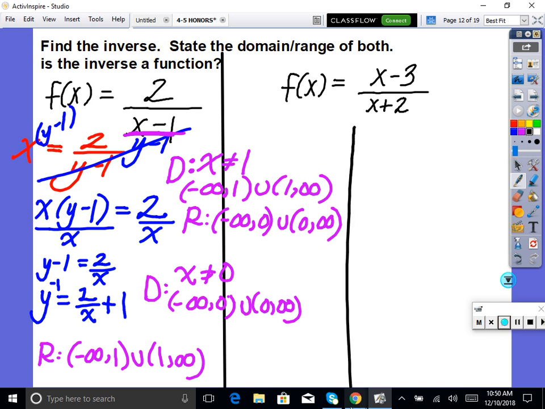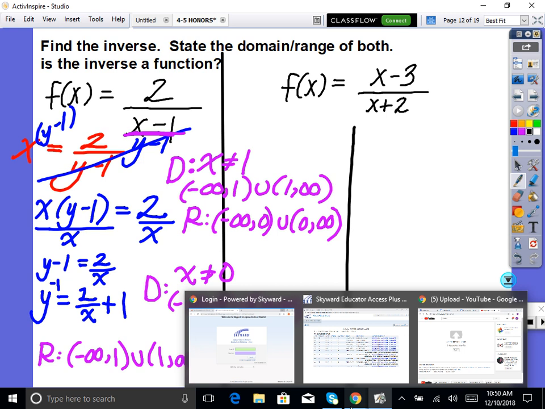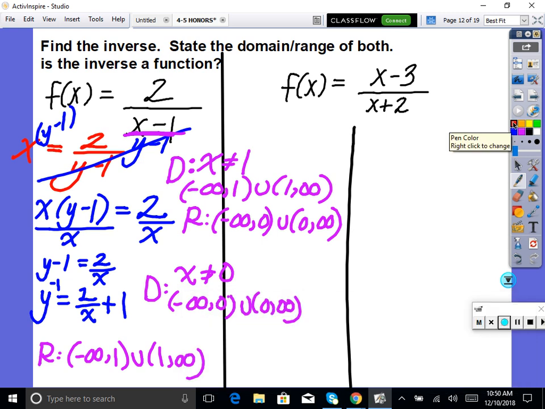Alright, let's do this. This one is the harder one for people. You'll see why in just a sec. Okay, first step is to switch x and y. So we have x is equal to y minus 3 over y plus 2. Now in this problem, we only had x equals 2 over y minus 1. We only had one y. You see how in this one we have two y's? Well, we got to tackle this a little bit differently.